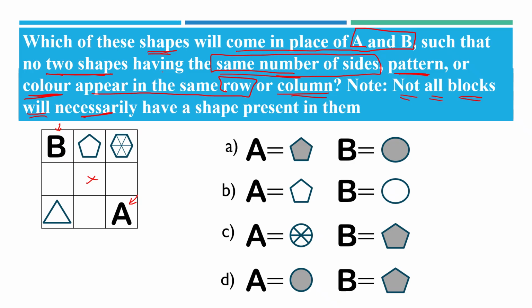Okay, great. In that case, A and B. Let me try with A. Okay, let us give this the pentagon. This is a pentagon. Let me check if this pentagon is present anywhere else. It's not in the row and not in the column. Great. And now B is given a circle, a shaded circle actually. Okay, great. There is no circle in the row, and at the same time in the column. So that sounds great.